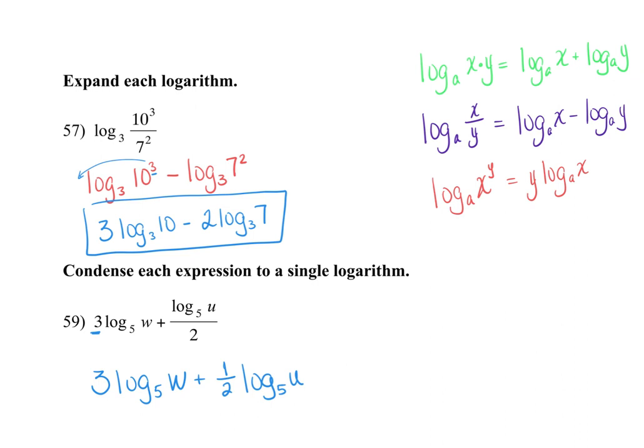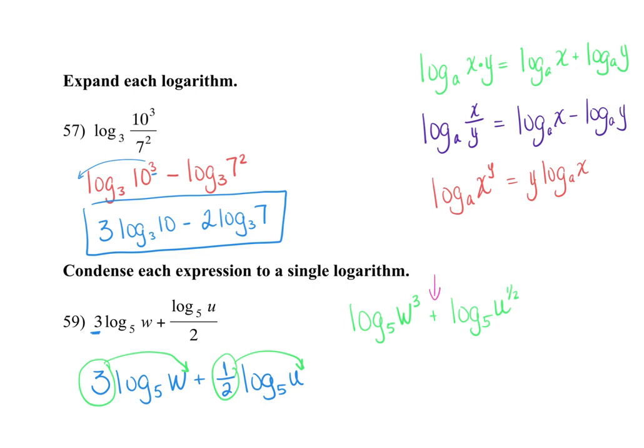And now I'm going to condense them all into one. Anytime I'm condensing, I usually do my coefficients first. Remember, these can become my exponents. So I can put that as that one's exponent, and this one is that one. So I have log base 5 of w to the 3rd power plus log base 5 of u to the 1/2 power.